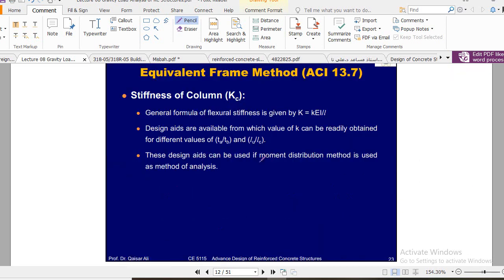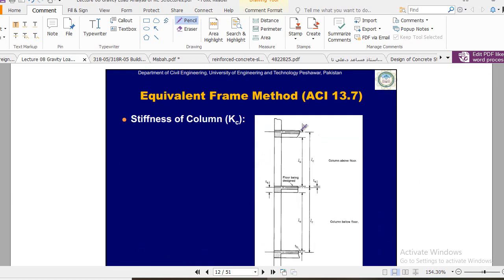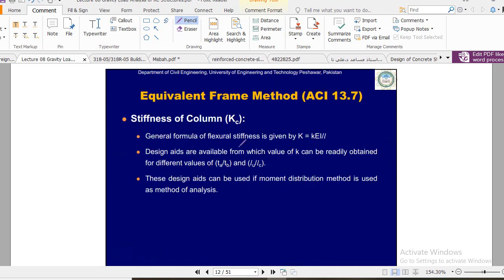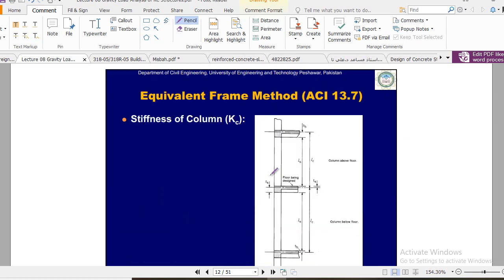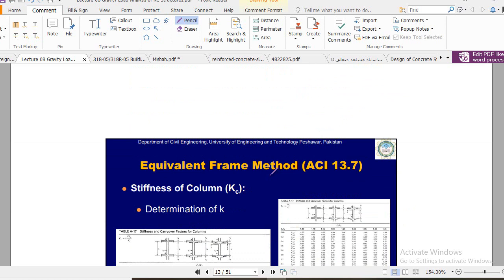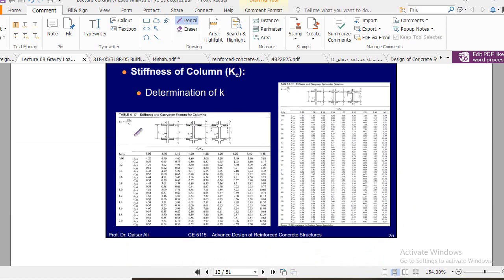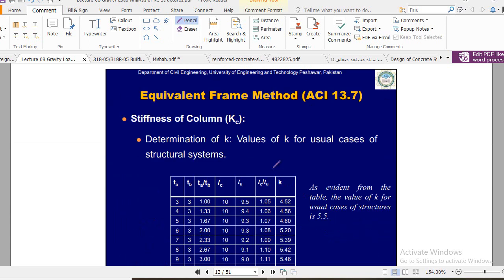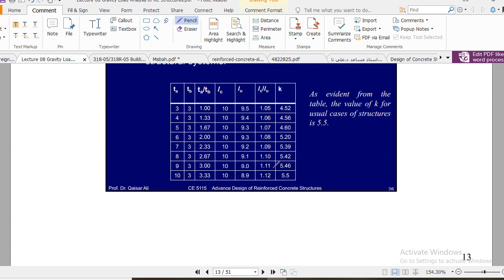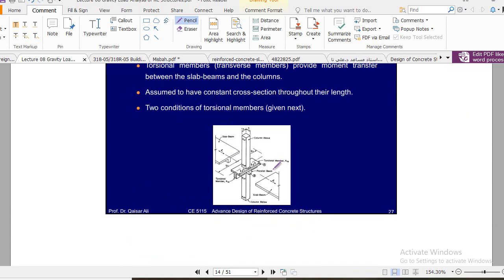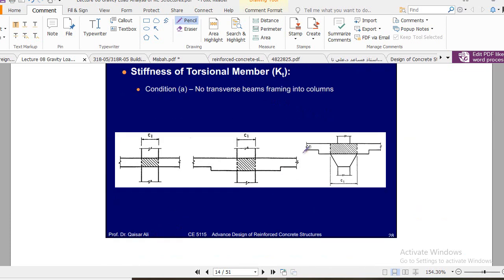Clear? I will show you this calculation in the example, because at this stage it is difficult for you to understand. I will show you in the example how to use these tables and how to interpolate the values from these tables. Clear? This is already explained, which is basically used for C, to calculate the value of C.